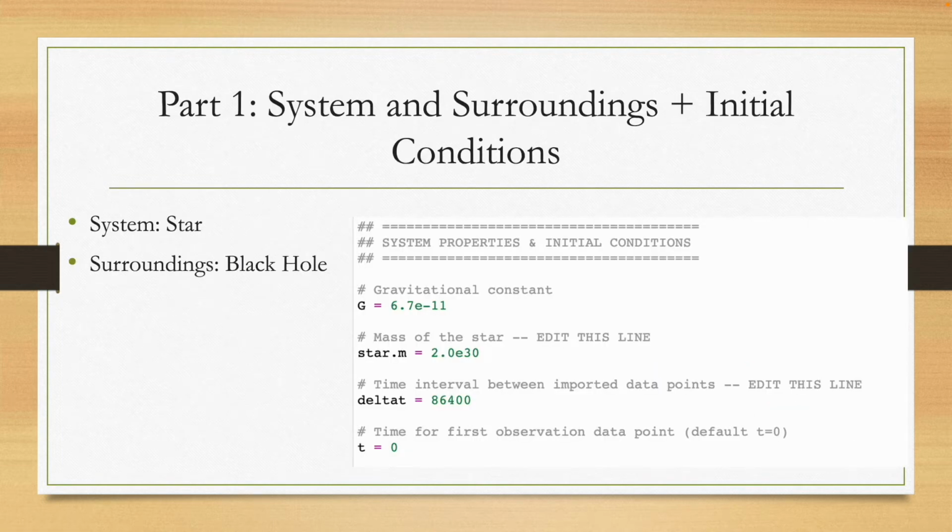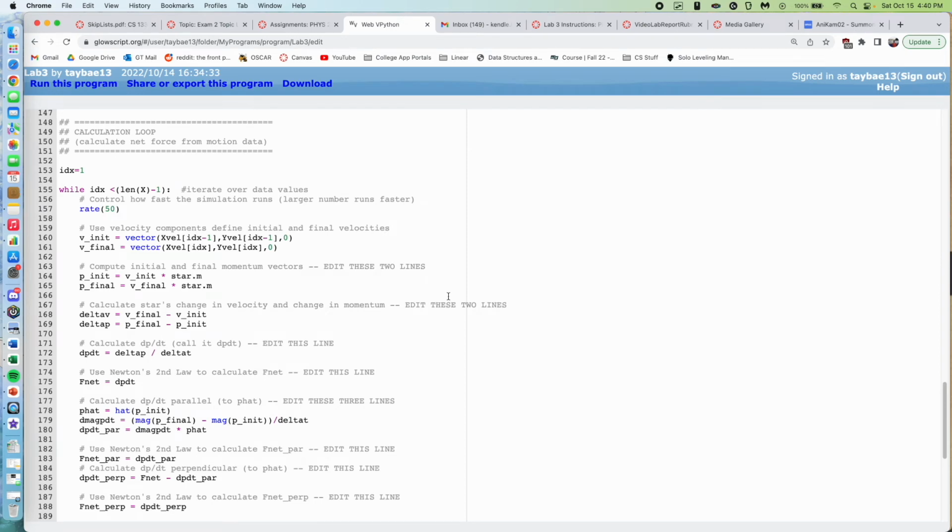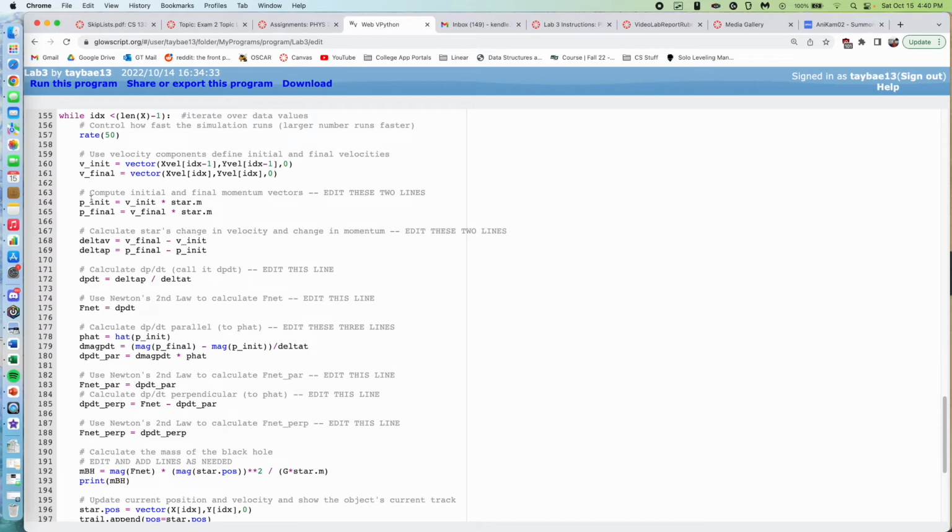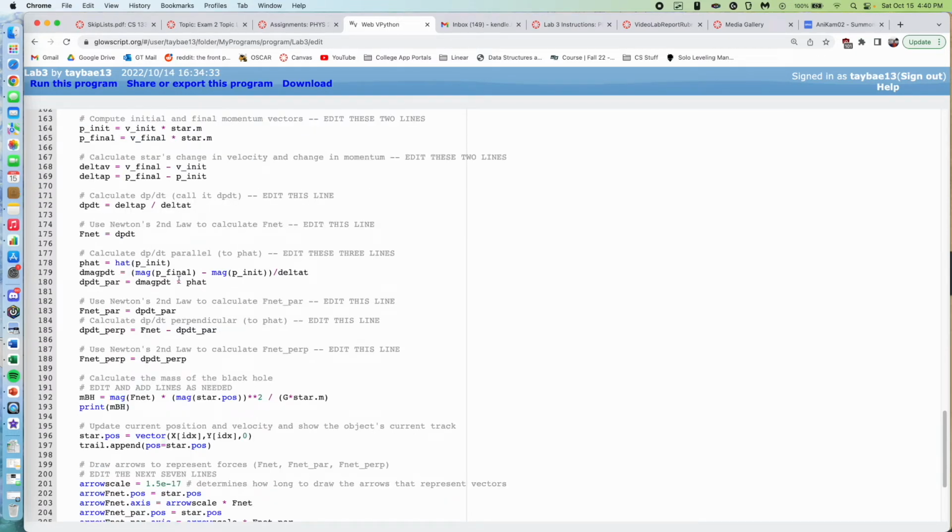So for part one, systems and conditions, the system is a star, the surroundings is the black hole, and the initial conditions are shown right here with the mass of the star being 2 times 10 to the 30, the time step being 1 day. So now we're here looking at the code for part one of the lab. Based on the initial and final velocity, we're able to calculate the momentum and then the change in momentum over change in time for this time step, and we're able to set that equal to net force because of Newton's second law.